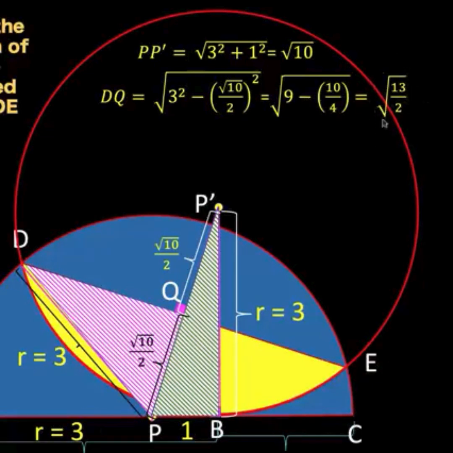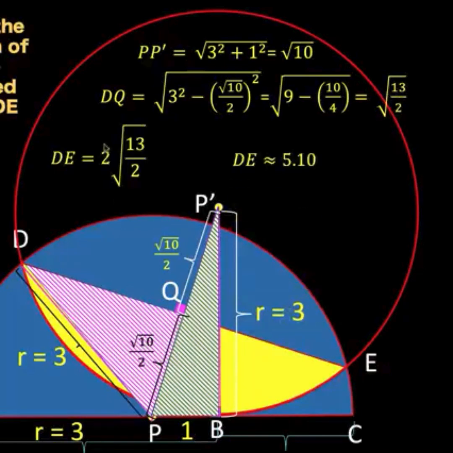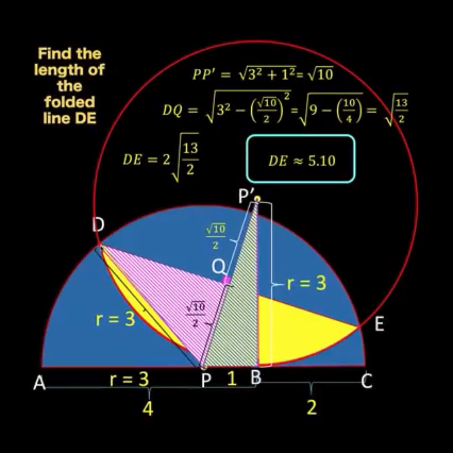At this point, there's no need for us to rationalize this. So to find out the length of line segment DE, we just need to double square root of 13 over 2. So doubling square root of 13 over 2, we arrive at square root of 26, or approximately equal to 5.10 units. And this is now our final answer. The length of the folded line DE is rounded off to 5.10 units. And this is a very neat problem.